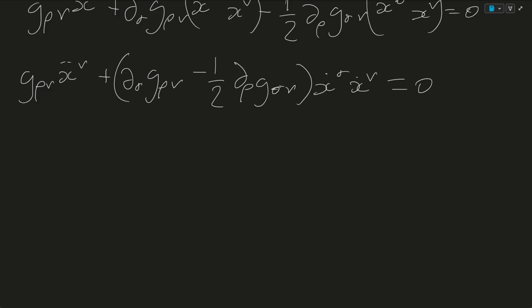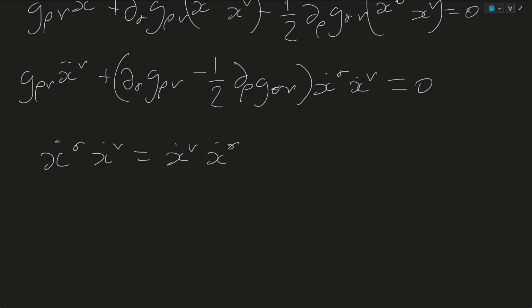Symmetrization. So what we can say is x dot sigma x dot nu is equal to x dot nu x dot sigma. So it's not position dependent, which is useful. Only the symmetric part of the coefficient contributes to the sum.